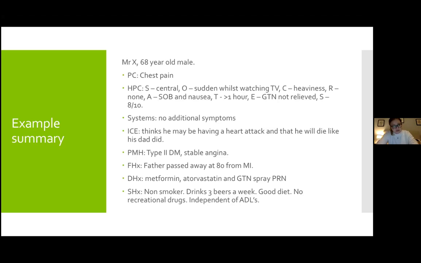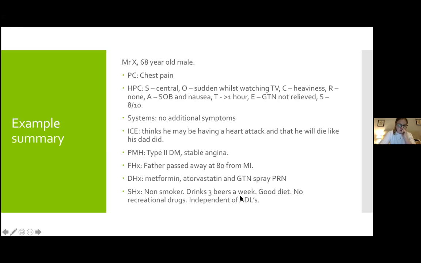It's got no other symptoms on systems review. He's really concerned that he's having a heart attack and that he'll die like his dad did because his father passed away at 80 from an MI. His past medical history is that he's got type 2 diabetes and stable angina. His drug history is on metformin for his diabetes, atorvastatin for primary prevention, and GTN spray. He's a non-smoker and he drinks 3 beers a week. He's got a good diet and he takes no recreational drugs.